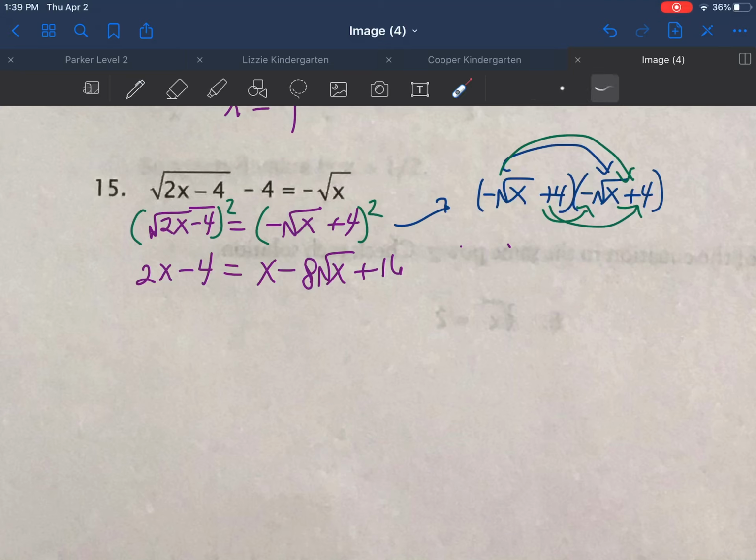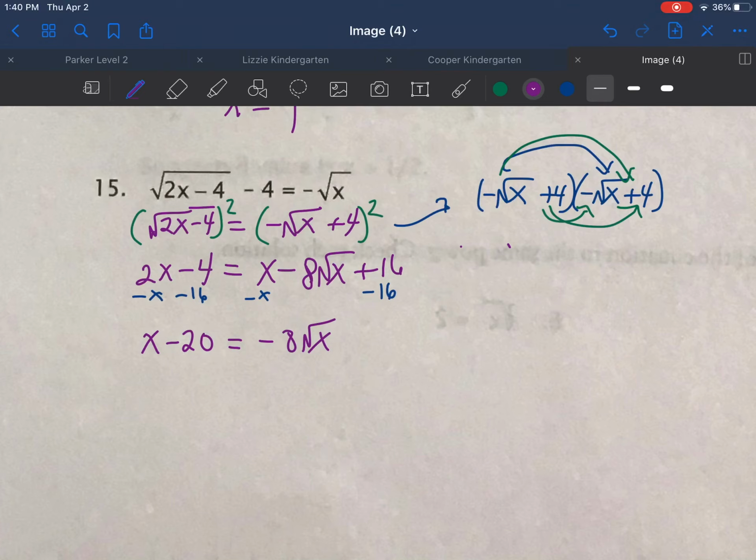Okay, so now we've got x terms, constant term. We still have the square root of x. We're actually going to end up squaring again, but we want to combine all the like terms we can first before we get going. So if I subtract x from both sides, minus x, then I'm going to subtract the 16. I'm going to leave my square root on the right-hand side. When we simplify this, we're going to have x minus 20 equals negative 8 square root of x.